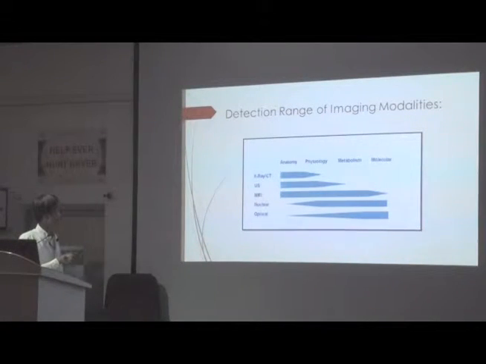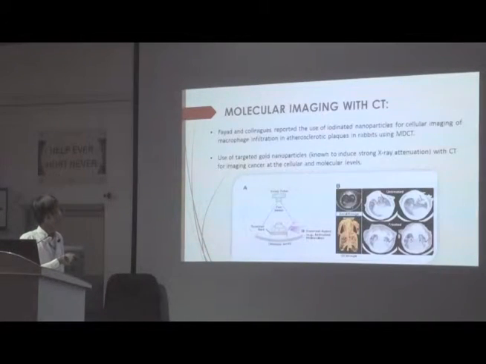So these are the different imaging modalities and their imaging detection range. For example, if you take plain CT, it will give only anatomical information and a little bit of physiology, and ultrasound will give anatomy and physiology as well. And MRI will not give much molecular information, and it will give only anatomy, physiology, and metabolism. Nuclear imaging lacks anatomy information, and it will give physiology, metabolism, and molecular information. So now molecular imaging with CT.